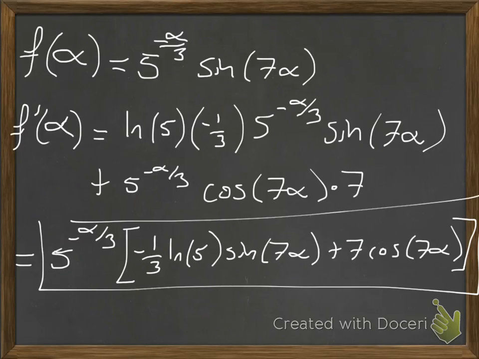And maybe if you were doing a problem like this in your textbook, they may have factored out the negative 1/3. That's perfectly fine, but it'd be an equivalent derivative. We'd just be packaged a little bit differently. Okay, so pretty straightforward.